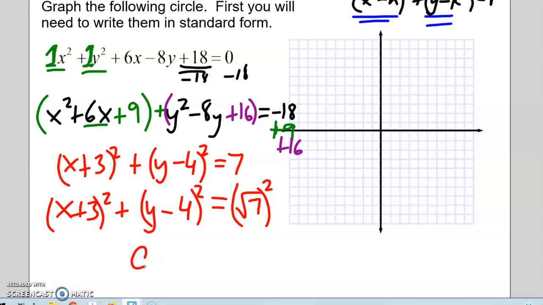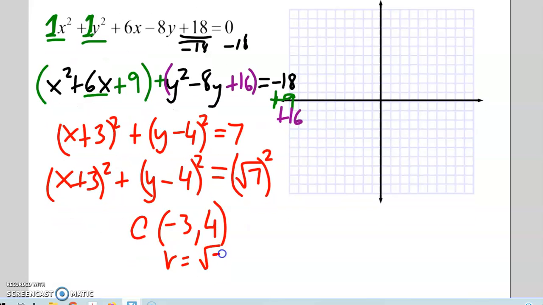So the center is at the opposite there, negative 3, and the opposite of the y's is positive 4, and then the radius is the square root of 7. And we can probably just make an estimate of this. So square root of 7, let me plug that into my calculator here. So 7, so I get 2.65. So probably 2.5-ish, I can make an estimate.